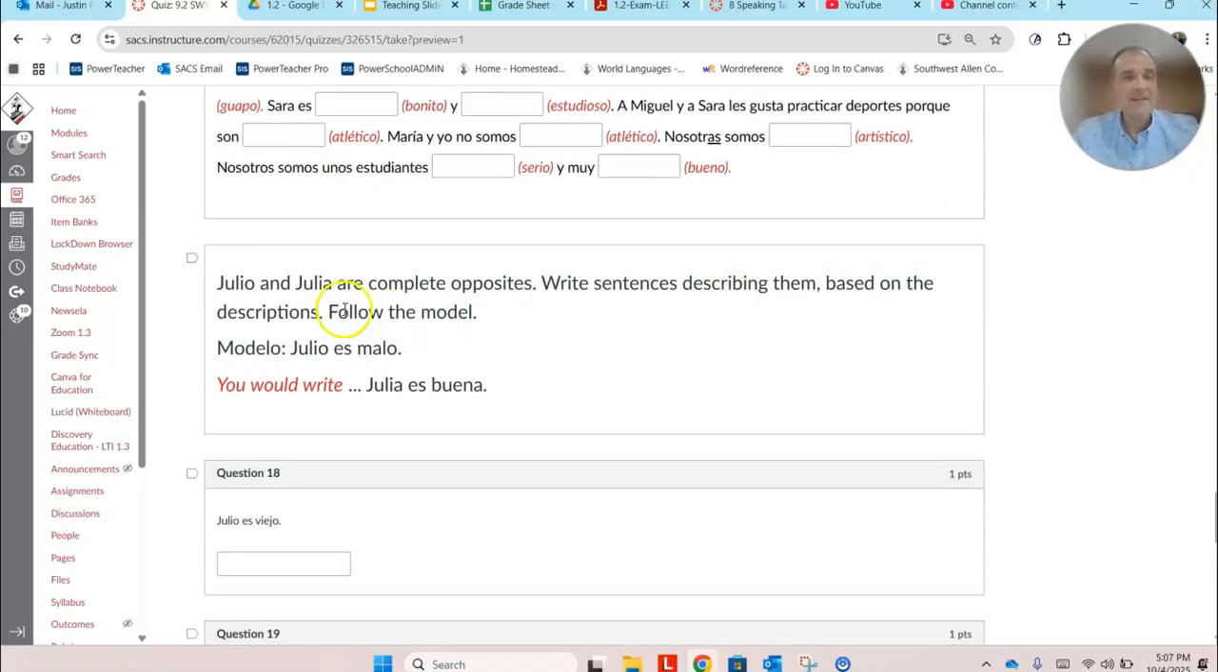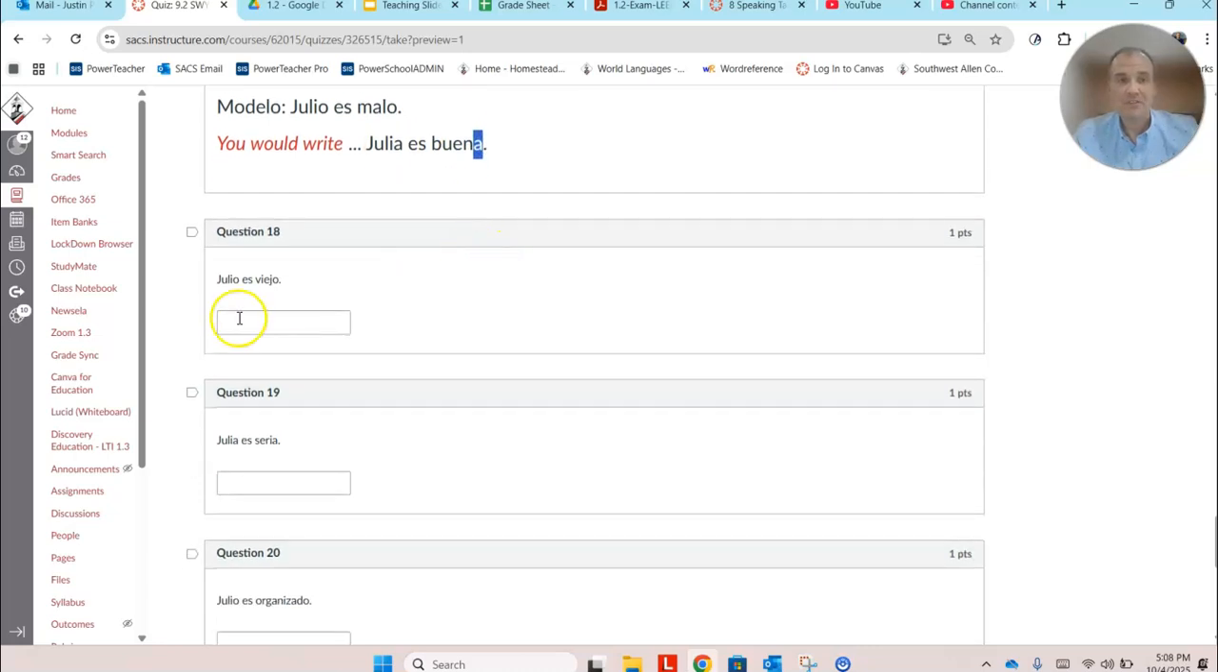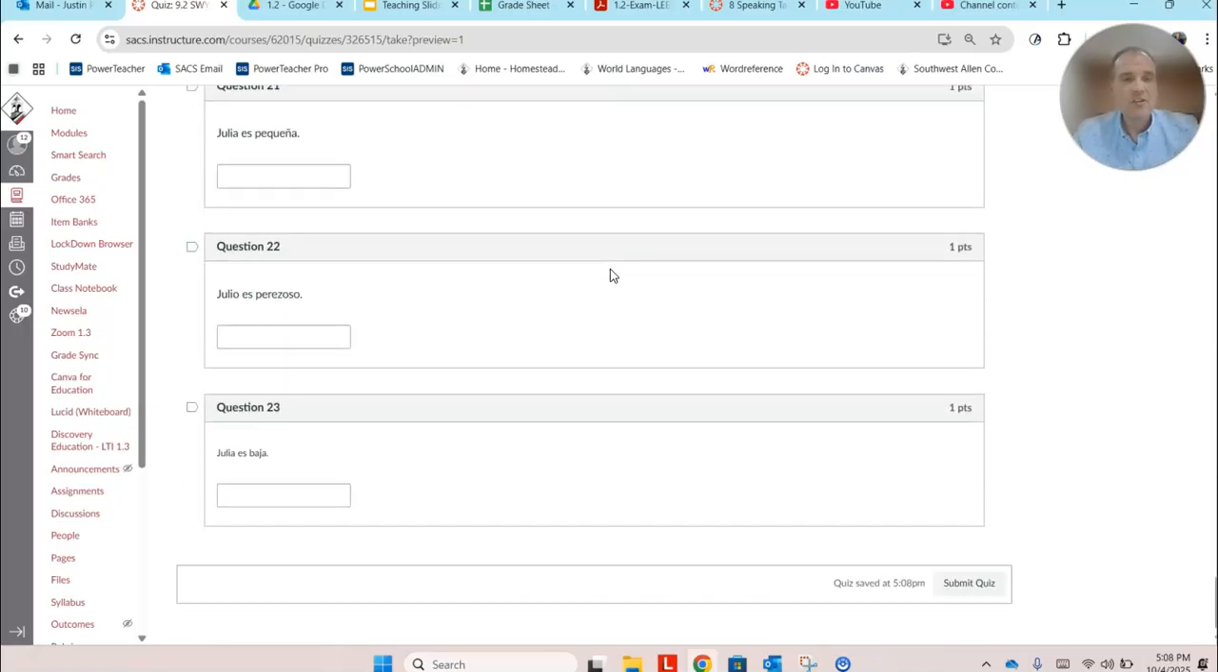All right, and then down here, some more test prep. Julio and Julia are complete opposites. Write sentences describing them based on the descriptions. Follow the model. So the model says Julio es malo, so we need to write the opposite. Julia es buena. And you notice I made a change here because it has to be buena because we're talking about Julia. So let's do the first one together. Julio es viejo. Well, the opposite would be Julia es joven. All right? And then there'll be some questions to practice that.